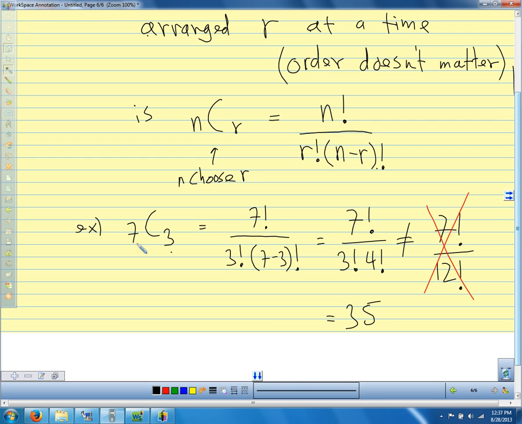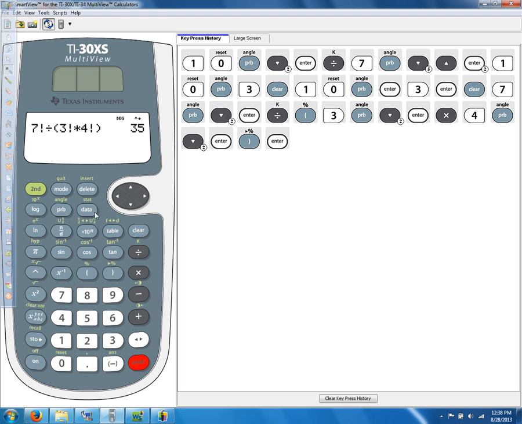The other way we can do it in our calculator is use the, I'm going to do 7 for the probability, and I have the nCr button here. I'm going to do 7, choose 3. And I get 35. So I can do it either way.